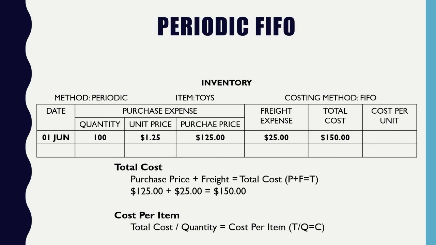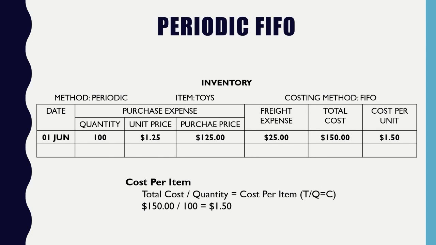So here I was just talking about everything up to the total cost, which matches our journal 100%. Now the next thing I'm going to talk about is having a cost per item. A cost per item is you're going to take your total cost, which here is going to be 150, and divide it by the total quantity, which is 100, and it's going to give you now $1.50 per item.